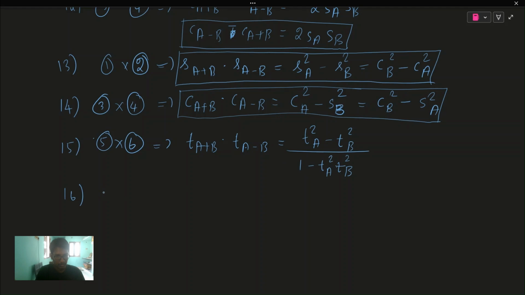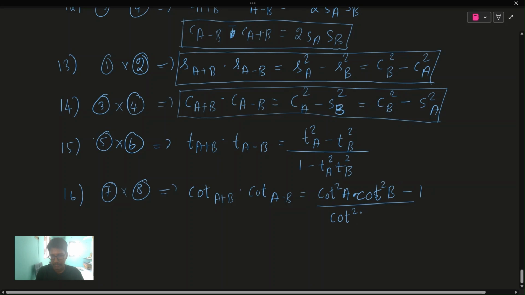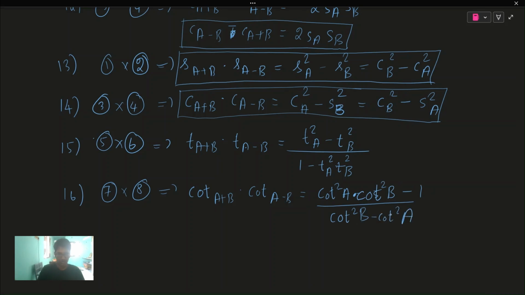In the same way, cot of A plus B times cot of A minus B. I'm just writing it as cot in order to avoid confusion with cos, which is denoted as C. That gives cot square A cot square B minus 1 divided by cot square B minus cot square A.